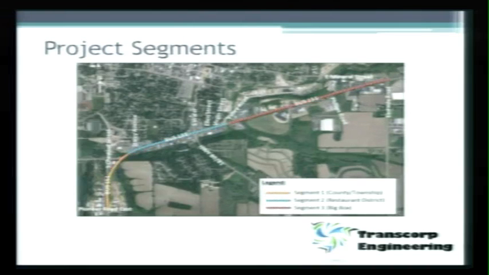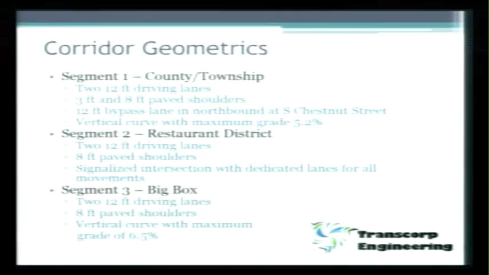We broke our project up into 3 different segments based on the existing speed limits. In the orange in the bottom left-hand corner is segment 1, which we called the County Township segment, which currently has a speed limit of 40 miles per hour. In blue is segment 2, which we called the restaurant district, that currently has a speed limit of 30 miles per hour. And in red is segment 3, which we called the big box segment.